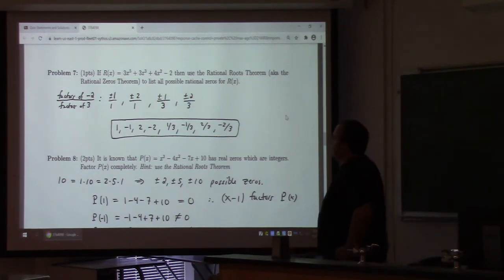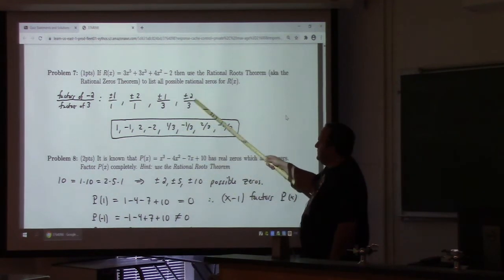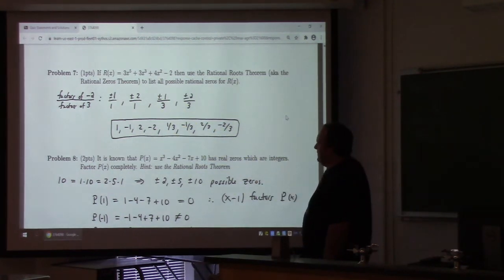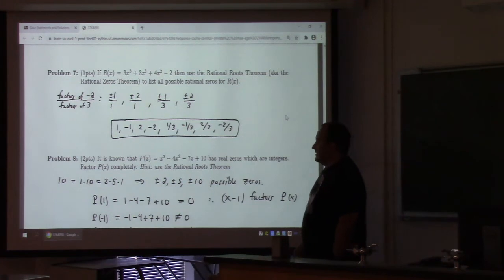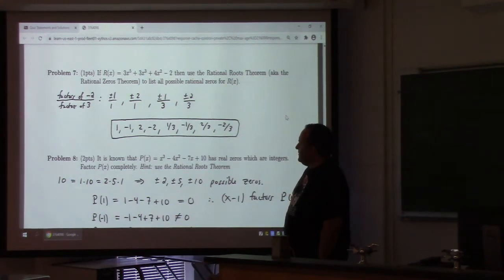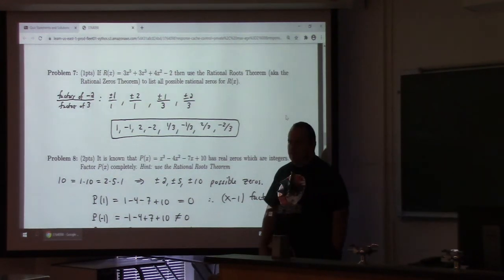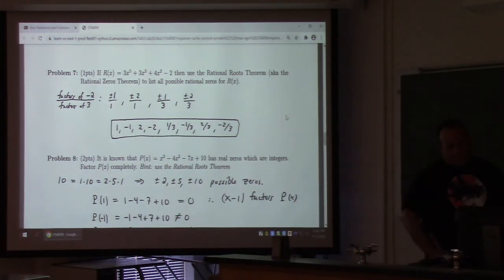Use the rational roots theorem to list all possible rational zeros. So factors of minus 2 divided by factors of 3 gives us plus or minus 1 over 1, plus or minus 2 over 1, plus or minus 1 over 3, plus or minus 2 over 3. Them's your choices. So there are these 8 distinct roots. Some of you included, like, I got a quarter in one paper, I got 3 minus 3 in others. Not a big deal, but you want to fix that.